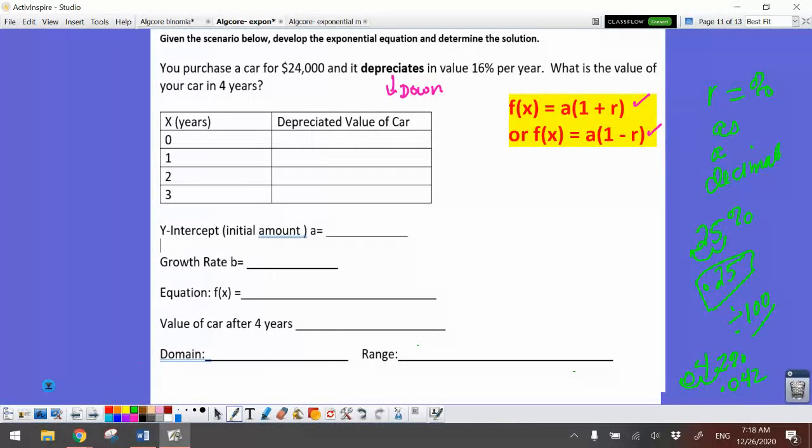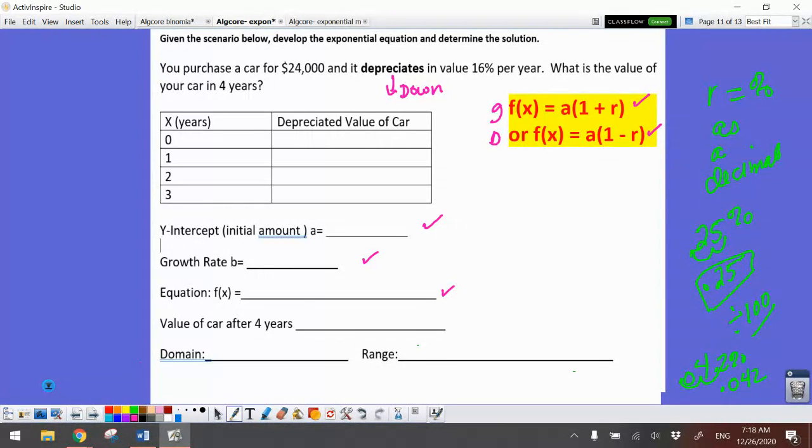So the first thing we have to do is change our percent to a decimal. And then we have to decide, is it a growth or a decay? Because our top one is growth and our bottom one is a decay because we're subtracting. Okay, if we're adding, it's growth. If we're subtracting, it's decay. So let's read our problem. Let's try to figure out these numbers.